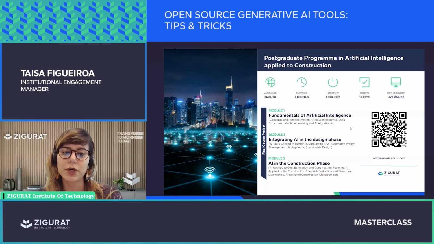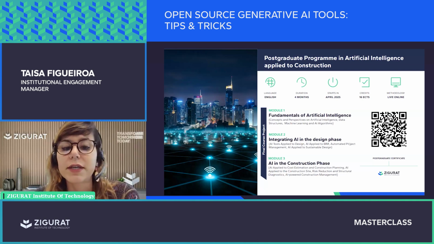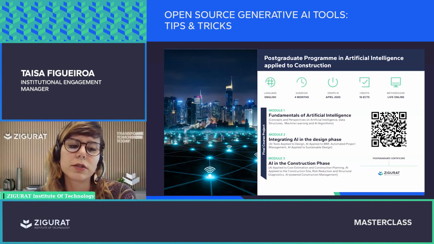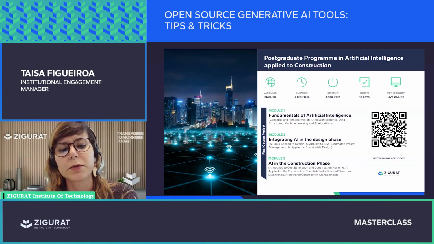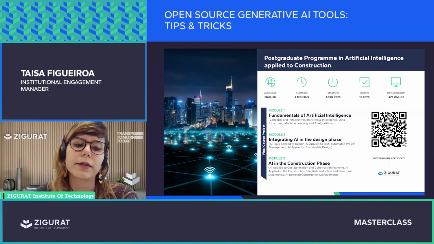In Module 3, AI in the Construction Phase, we emphasize practical applications on site. Topics include AI-powered cost estimation, planning, site management, and risk assessment. The students discover how AI can optimize construction workflows and improve project outcomes in real time.